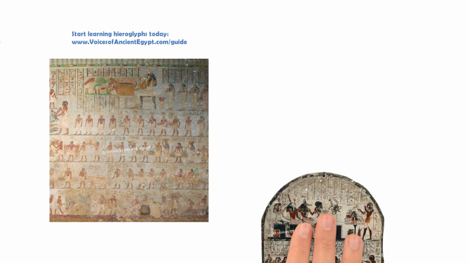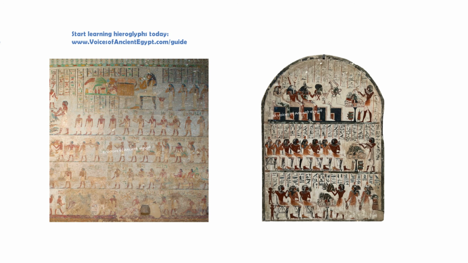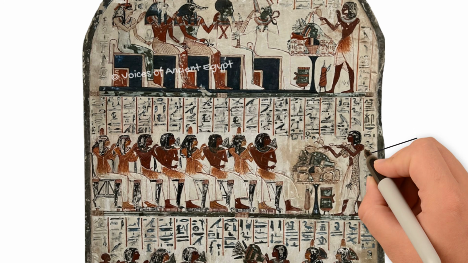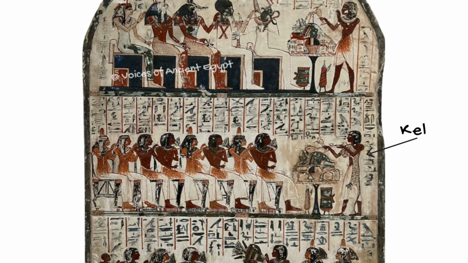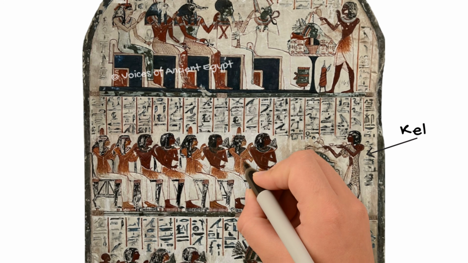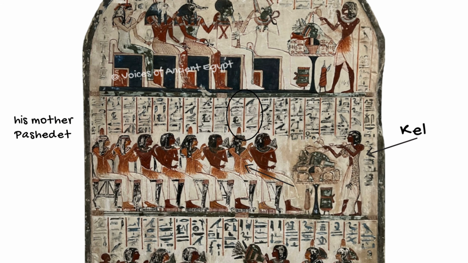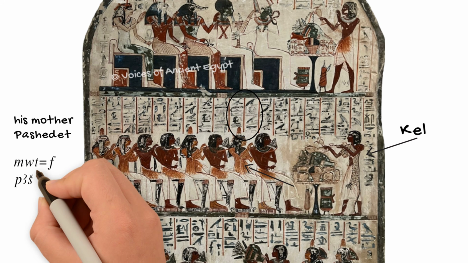walls and stelae, such as we see here on this stela that belonged to a man named Kel. Here we can see Kel in the middle of the stela making offerings for his parents and also his siblings. His mother sits next to his father and she's labeled his mother Pashedet, or Mut-F Pashedet, Pashedet being her name. But it's not the only place where you'll see the word Mut.